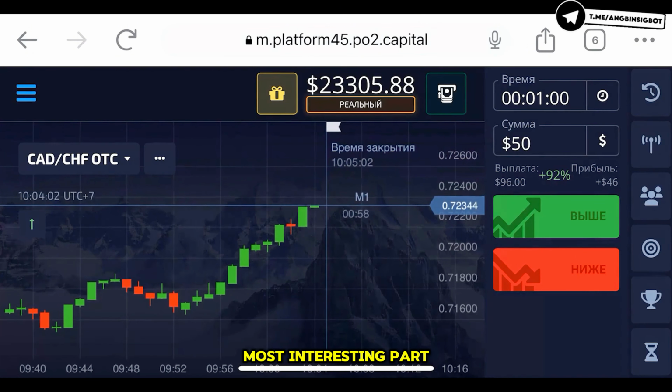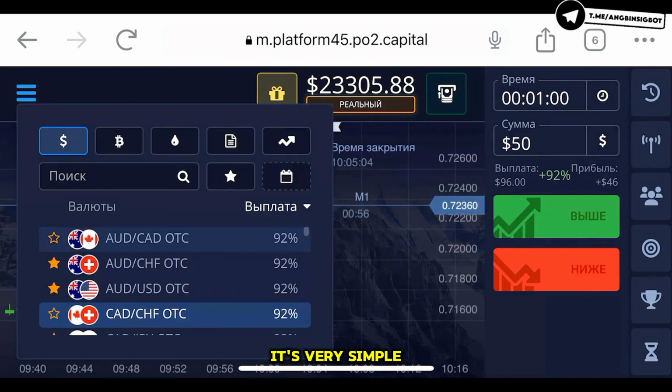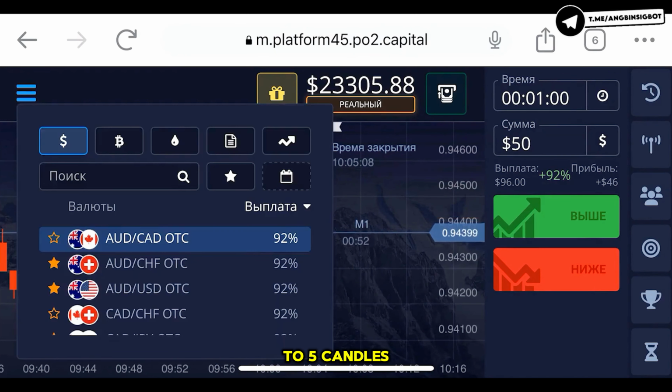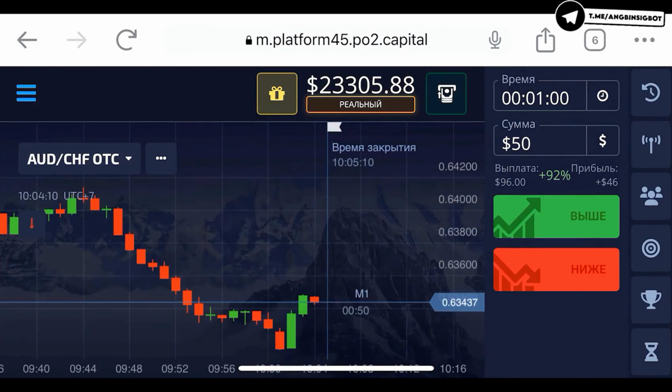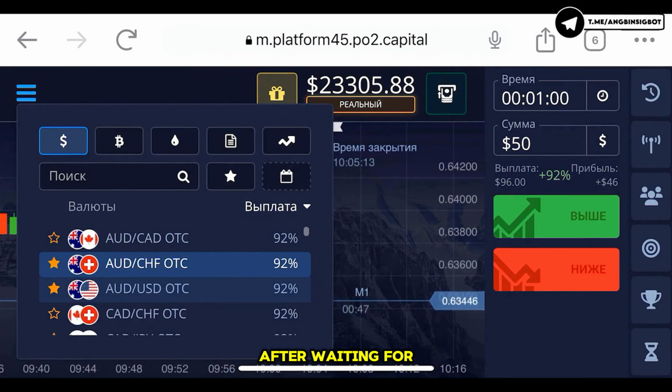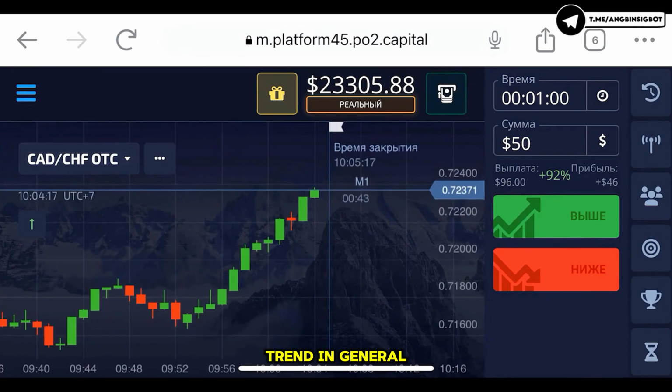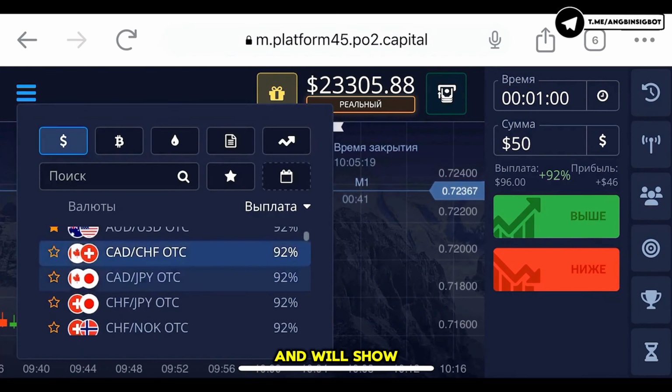But now the most interesting part is how to make trades. It's very simple. I find a strong trend, and there should be at least 4 to 5 candles of the same color in it. And actually, by finding the right moment, after waiting for the candle to close, I enter exactly according to the trend. In general, I will now find an asset and will show it.